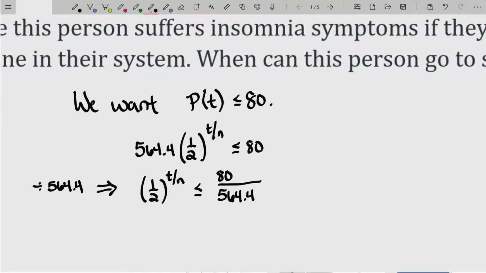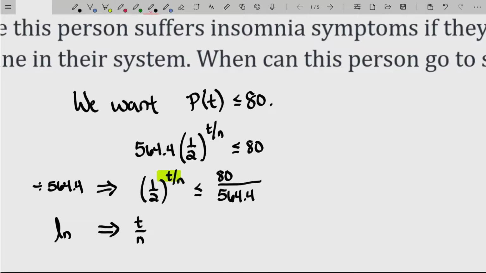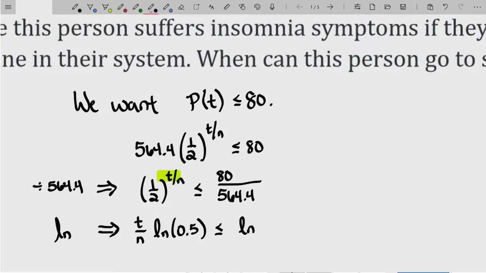Notice all these problems kind of come down to the same thing. You're just taking natural logarithms of both sides because you're trying to find out what the time is, how long before this person can go to sleep. Take the natural log of both sides. Again, you could take log base 10 if you want. And we get t over n times natural log of 0.5 is less than or equal to natural log of 80 over 564.4.